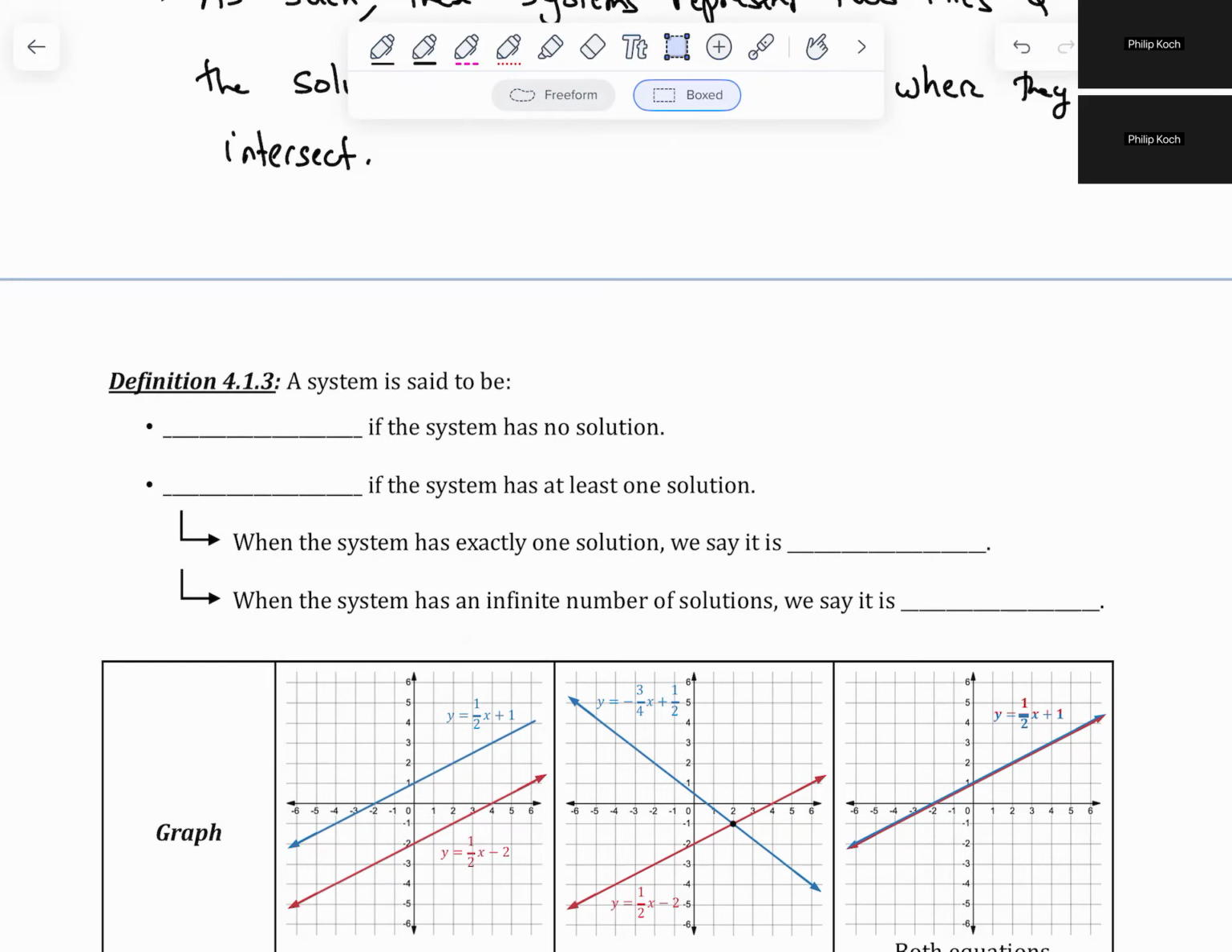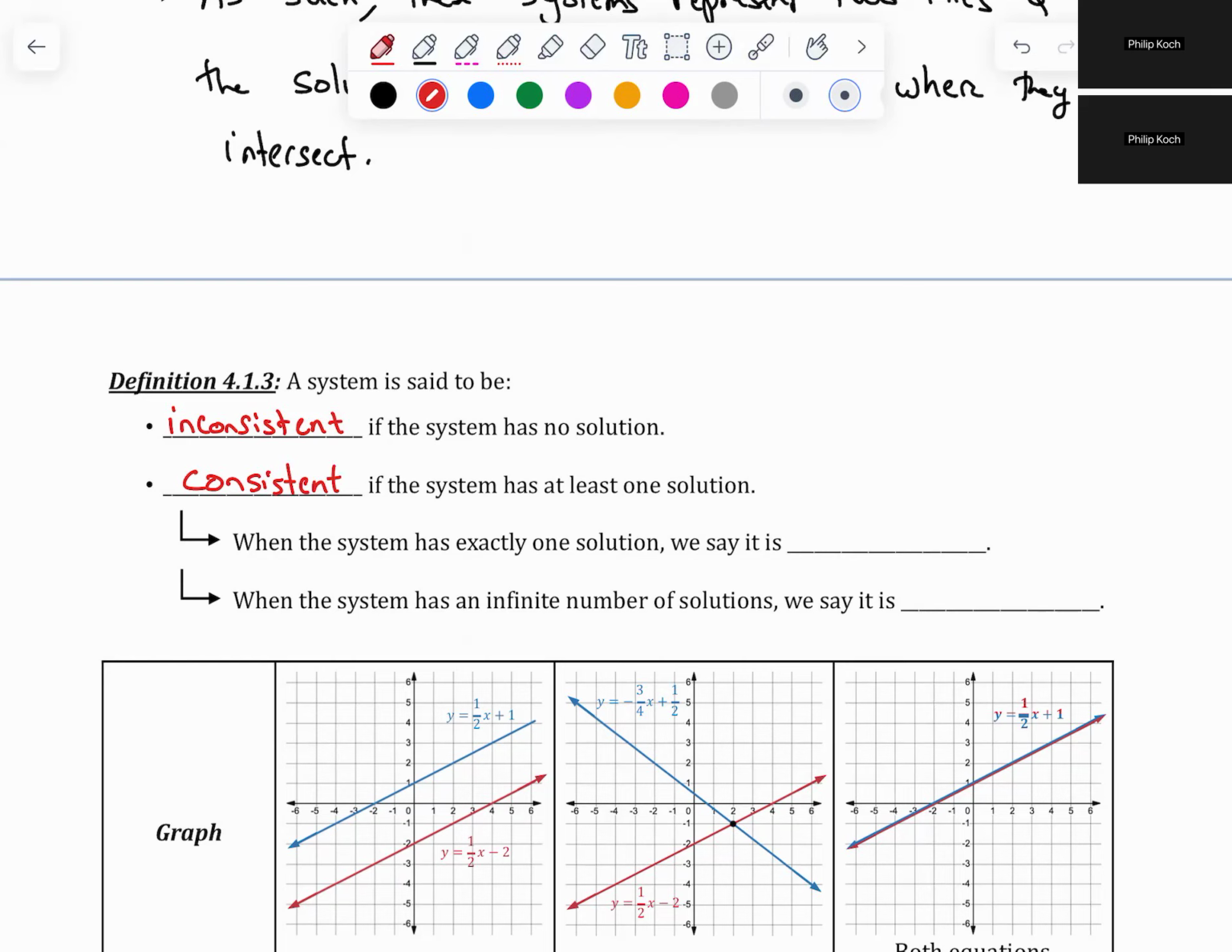A system is said to be inconsistent if the system has no solution. How can a system have no solution? We'll see in just a moment. But inconsistent kind of makes sense, right? If it's inconsistent, it means that it doesn't make sense. It's inconsistent, meaning it should have no solution. And then if it has at least one solution, we call it a consistent system.